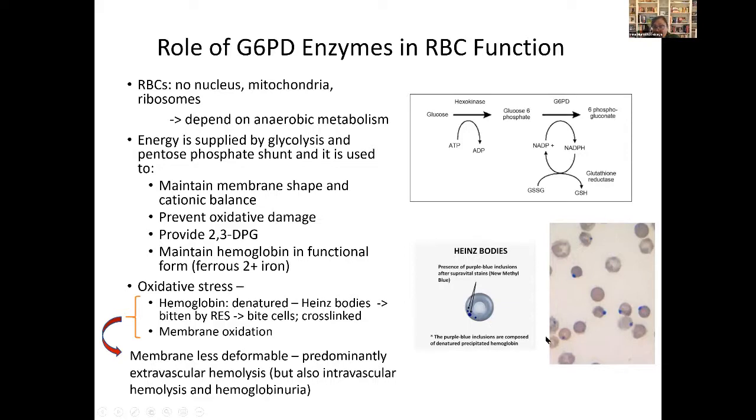And then what you end up seeing on the peripheral smear are the bite cells, which I'll show you in the next picture. And you also get membrane oxidation, which makes the membrane less deformable, which results in predominantly extravascular hemolysis, but there is also a component of intravascular hemolysis and hemoglobinuria. So remember, this would be a good case if the ER did not order your haptoglobin and LDH, and you're seeing the patient 2 weeks later. That would be an ideal case to send off urine hemosiderin.